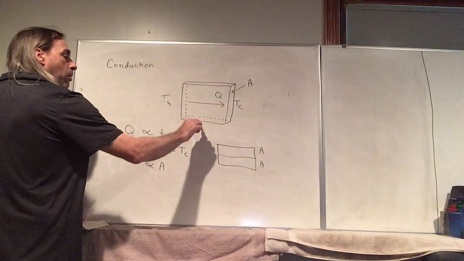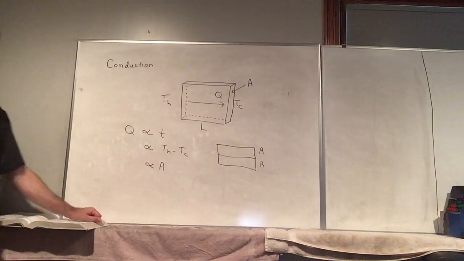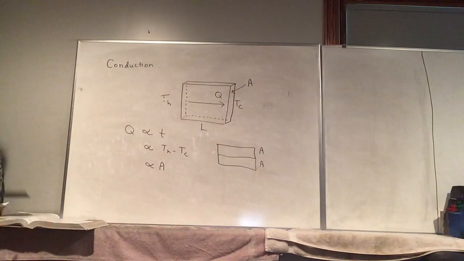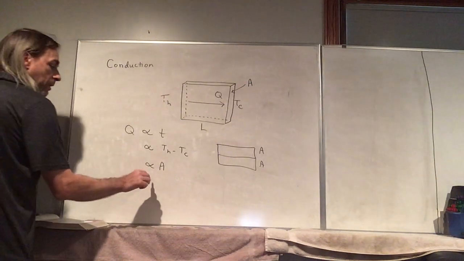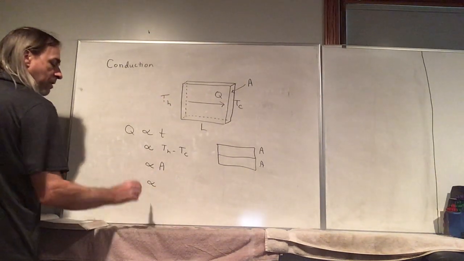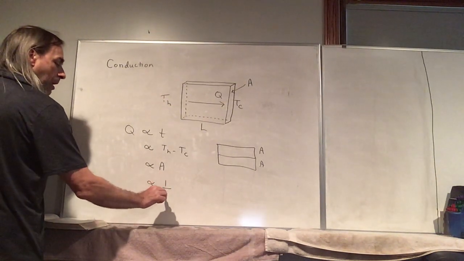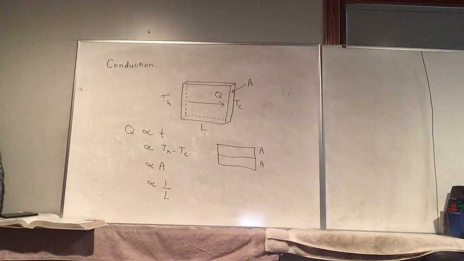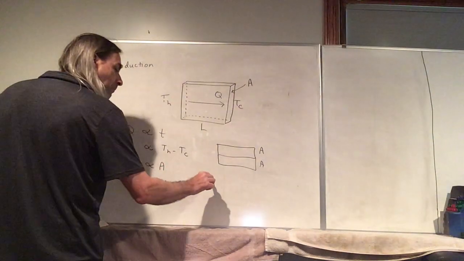And we're going to say L is the dimension along which we're following the heat flow. The longer it is, the longer it's going to take the heat to flow. So the amount of heat that flows through the bar is going to be inversely proportional to the length. And so we can put all this together.